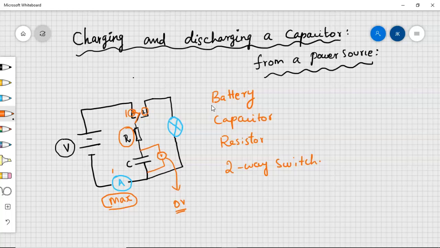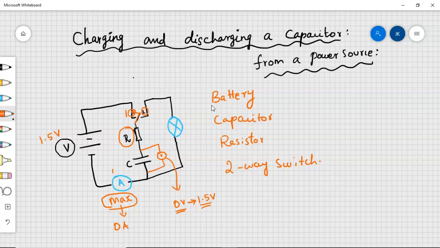Once the capacitor is fully charged, you can see the ammeter shows 0 reading and the voltmeter shows the maximum reading, which is equal to the voltage across the battery. If the battery voltage is 1.5, here the voltage across the capacitor will be 1.5 volt, which means the capacitor is completely charged.